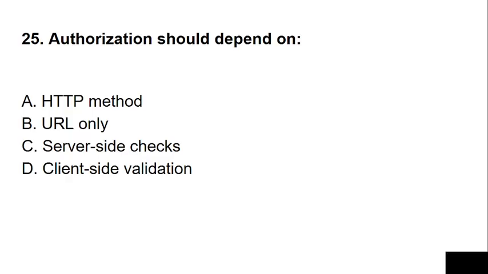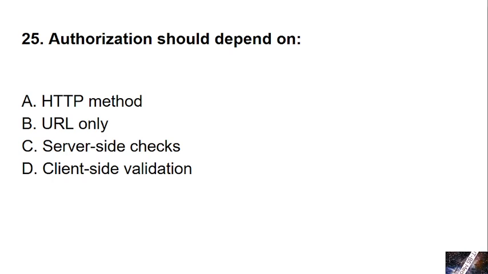So, question number 25. Authorization should depend on: HTTP method, URL only, server-side checks, client-side validation. Is it on method? You need to first understand what authorization is, and also what authentication is. Then you'll be able to answer this. So let's look at the answer.